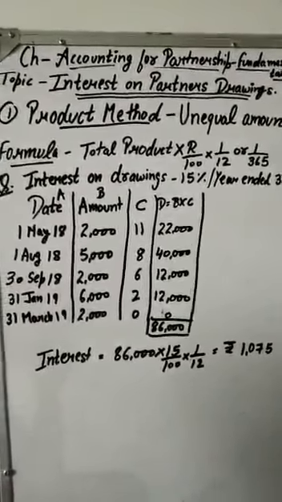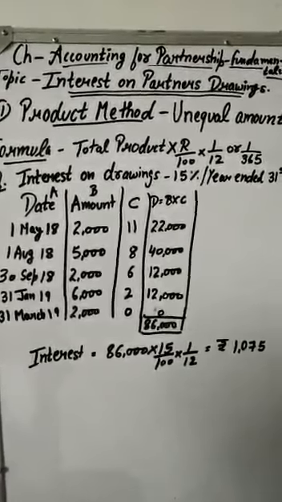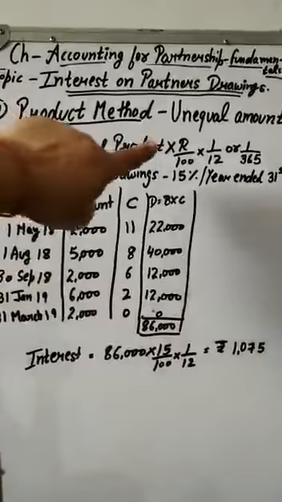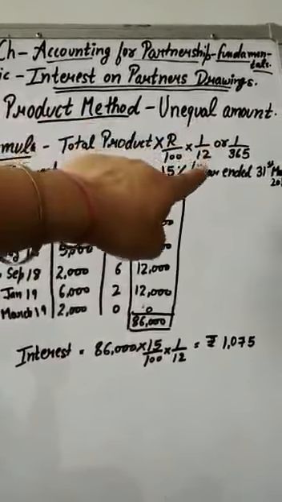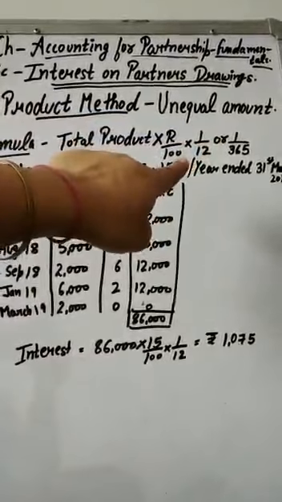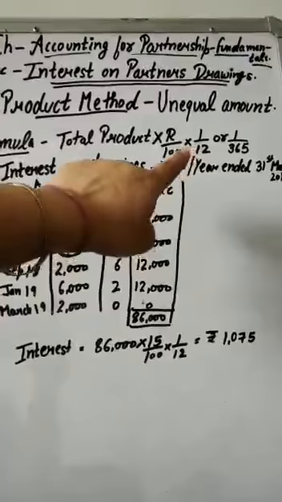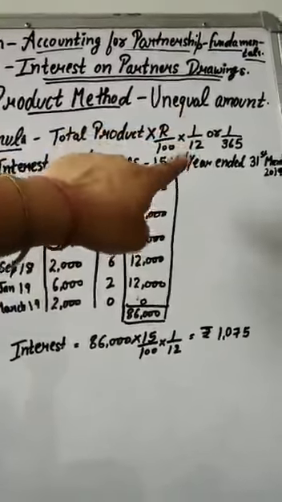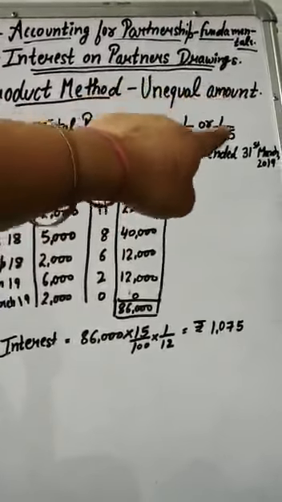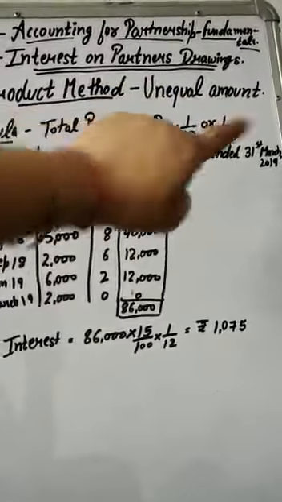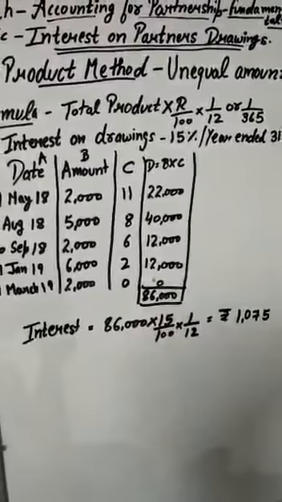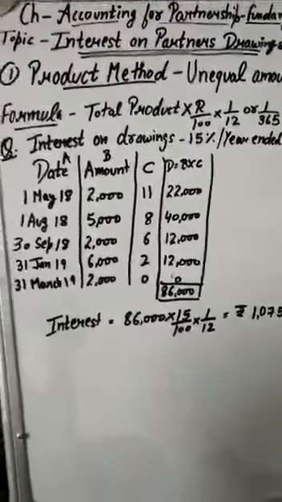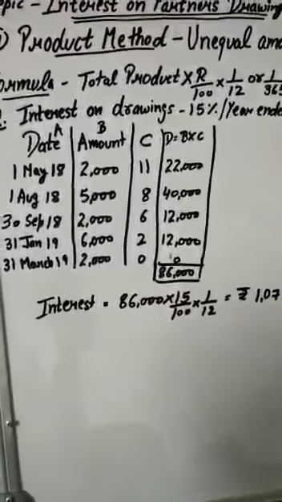So students, I have given you the formula. The formula is total product into rate into 1/12. If you are calculating in terms of months, then you have to use 1/12. If you are calculating in terms of days, then you have to use 1/365, because there are 365 days in a year. So students, see, this is a question I have done for you.